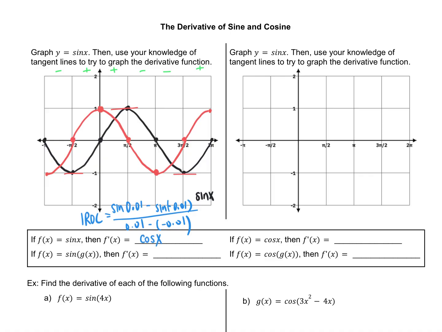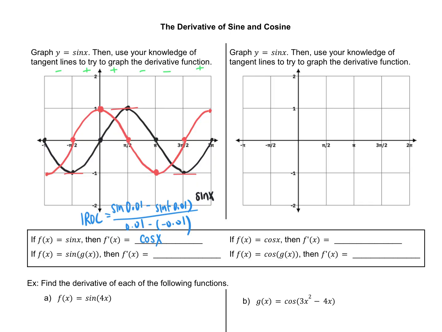And we can apply this to the chain rule as well. You're not always just going to have sine x. You might have sine of another function, like sine of x squared, sine of 4x, sine of the square root of x, whatever it might be. So with chain rule, it was always take the derivative of the outside function, keep the inside the same, then multiply that by the derivative of the inside.